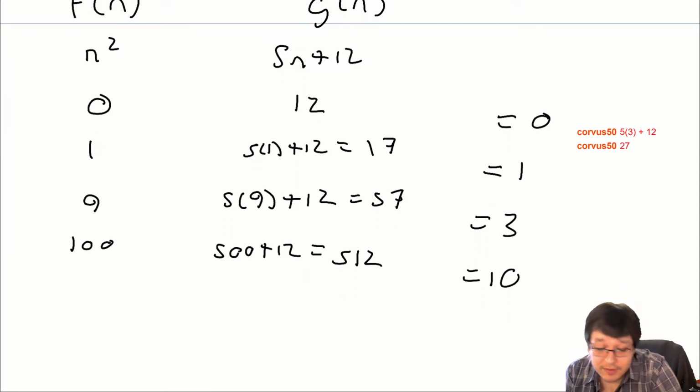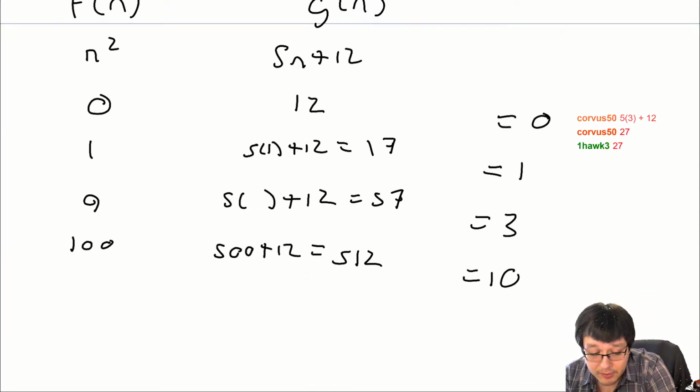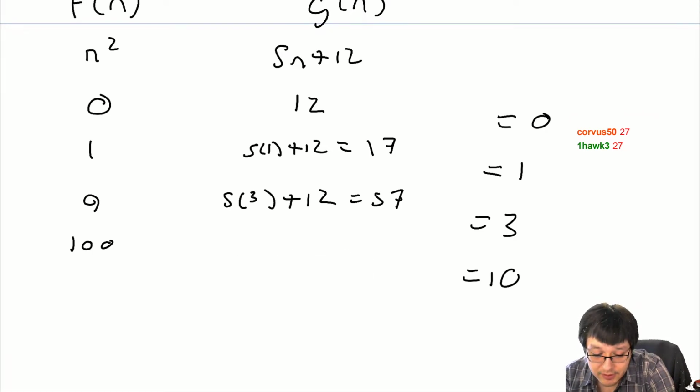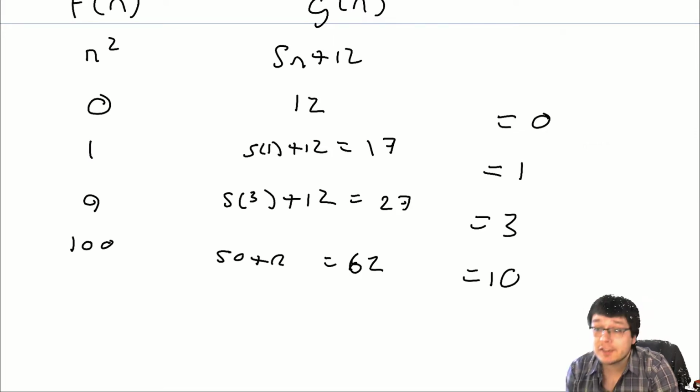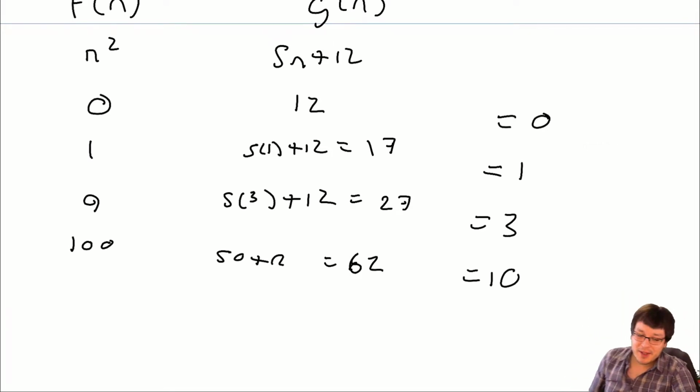Oh, shoot. Yes, I totally screwed up. I took the power for some reason. Apologies there. Thank you for catching that. So yes, this should have been 3 here. So 5 times 3 is 15, and then plus 12 would be 27. And then 5 times 10 is 50, plus 12 would be 62. So good catch there. See, that's why I prepare you guys to be on top of things.